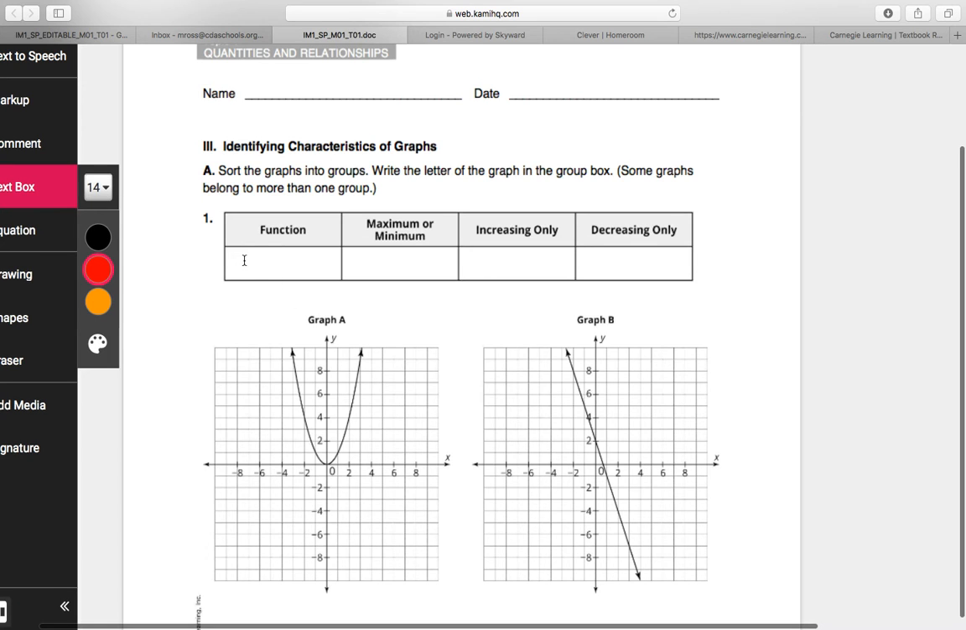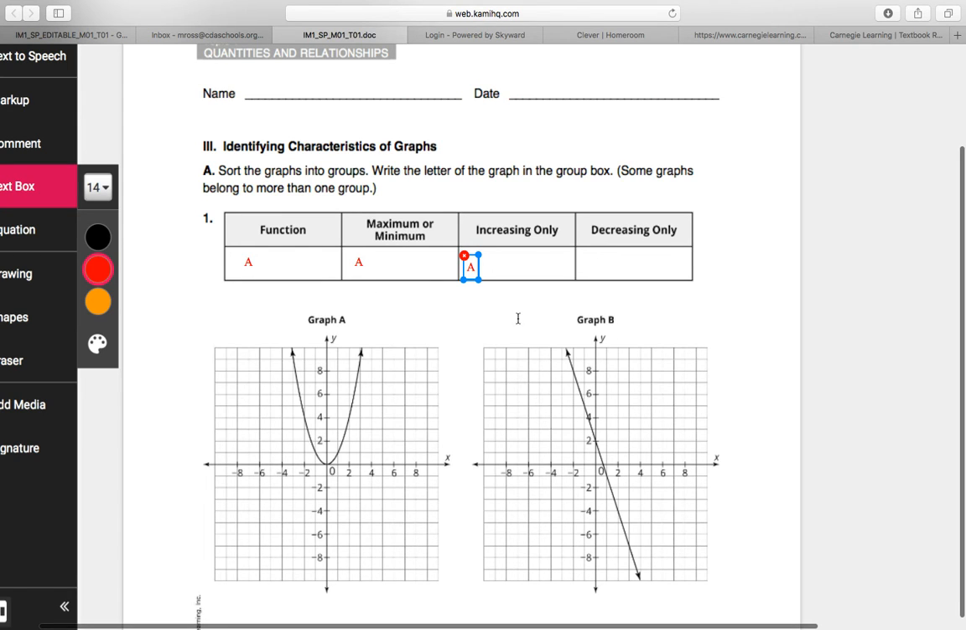Yes, A is in fact a function, so I'm going to put an A right here. It doesn't have a maximum, but it does have a minimum, right? It does in fact have that minimum. So because it says or, I'm going to go put A in here. It is increasing only. So I would only put A in all those categories there.